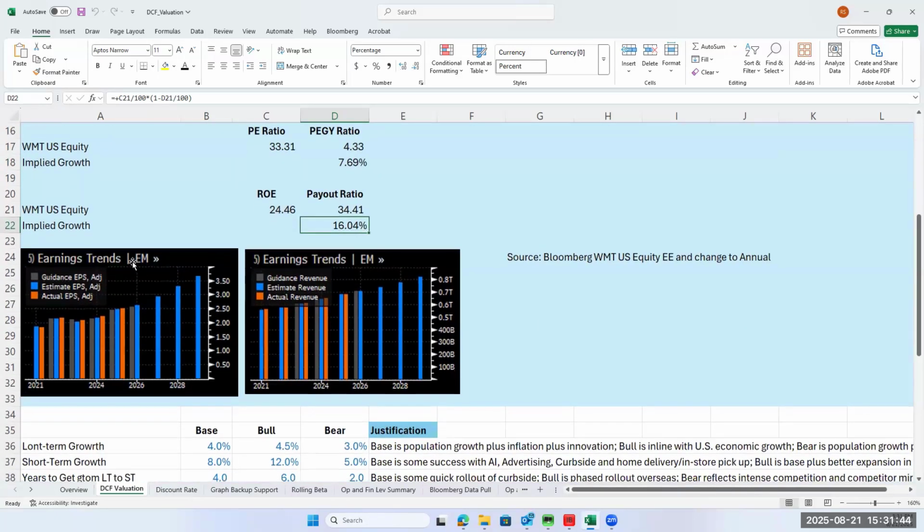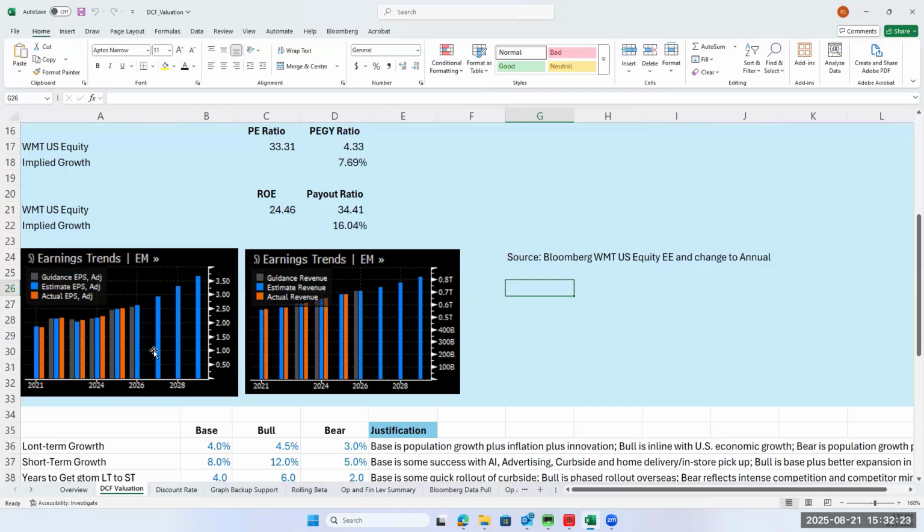The next thing I do is in Bloomberg. If you have access to Bloomberg, obviously this spreadsheet requires that. You can type Walmart US Equity, then type EE, which is earnings expectations, change it to annual, and you can get these two graphs. One shows the forecast for earnings per share. What are the analysts out there expecting earnings growth to be over the next 5 years? And then revenue. So if you go on Bloomberg, you can get the actual growth rates that are priced in by analysts, what analysts are expecting.